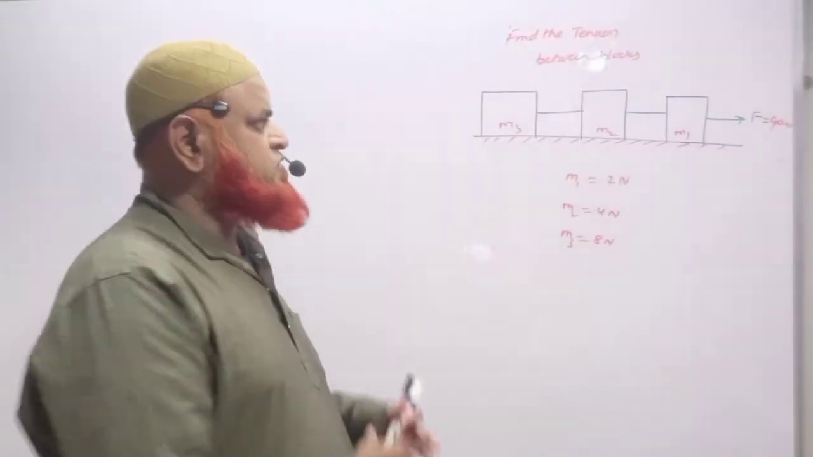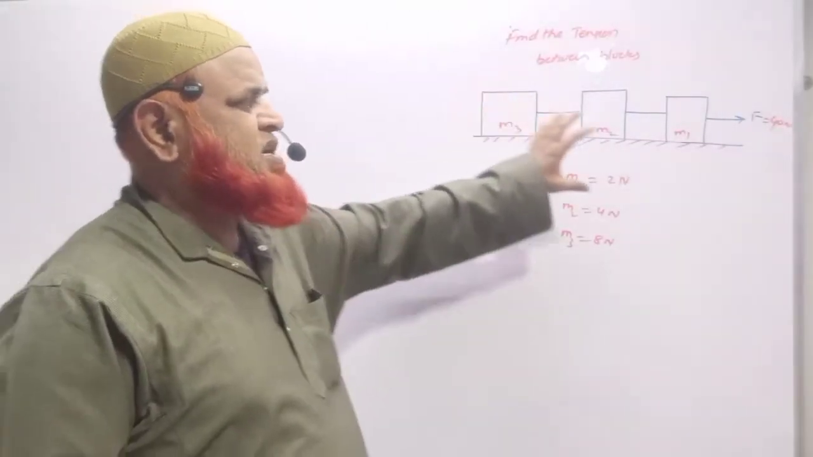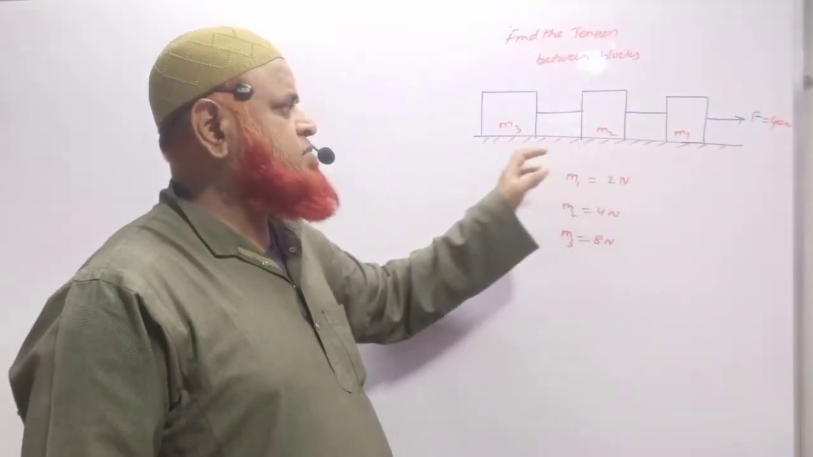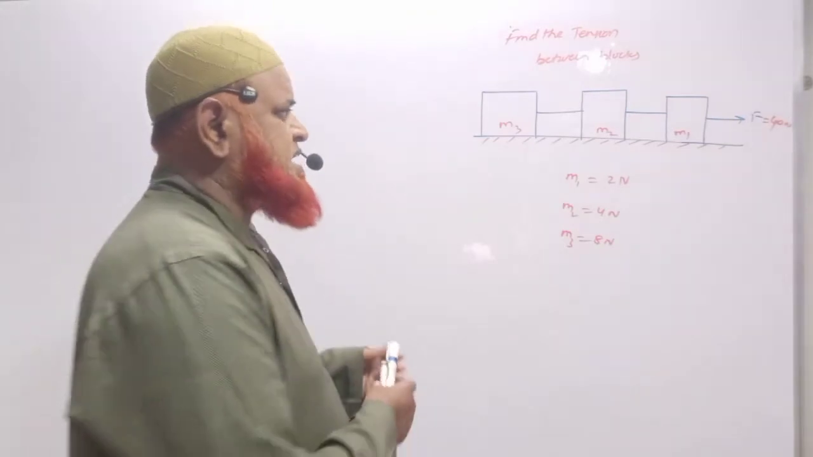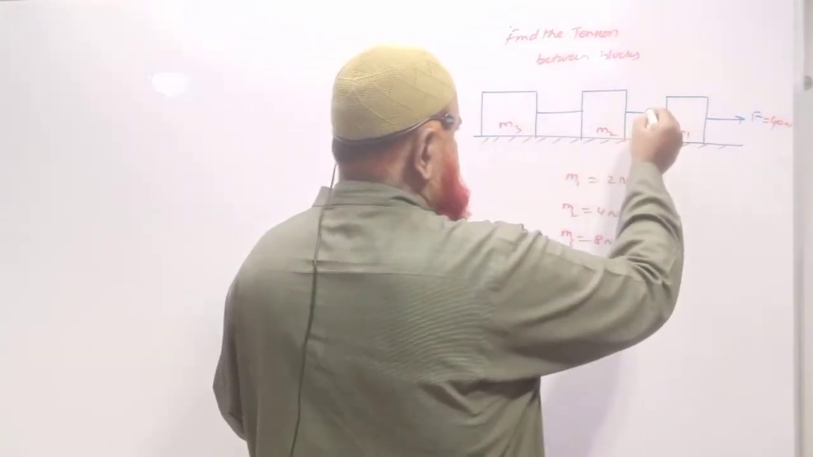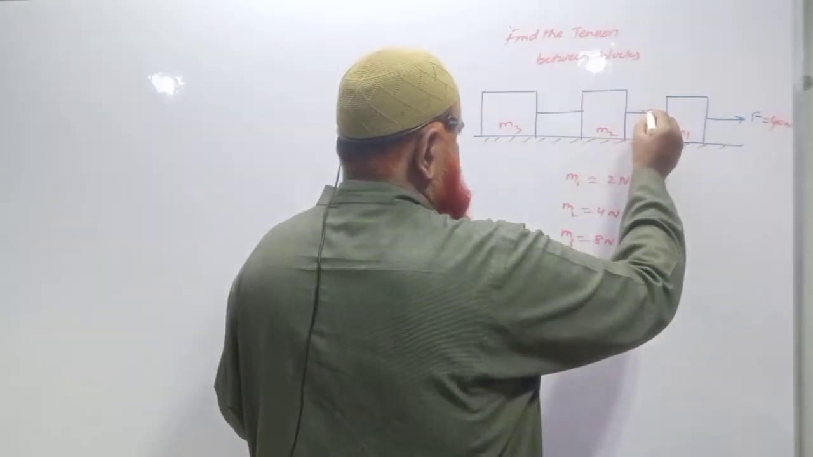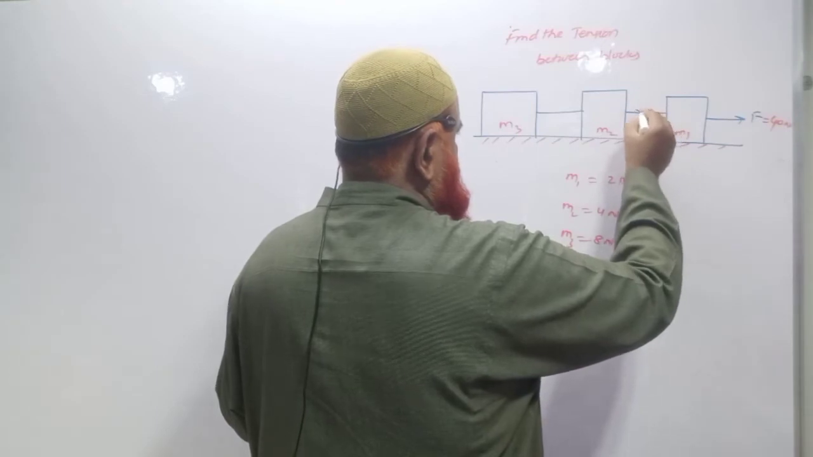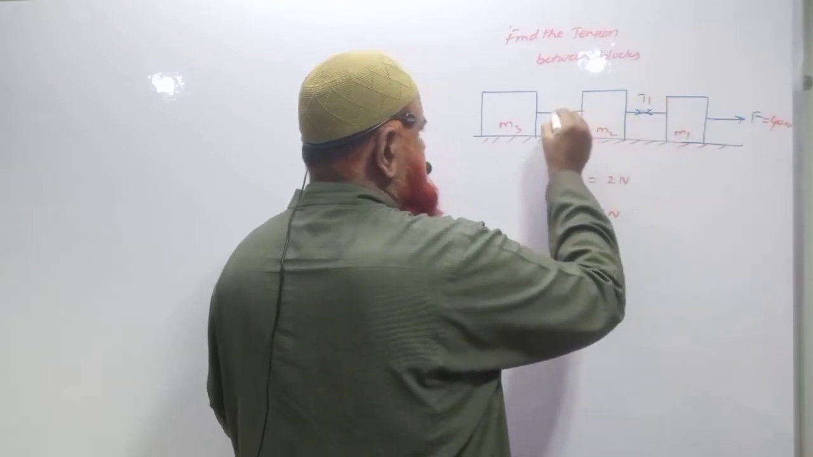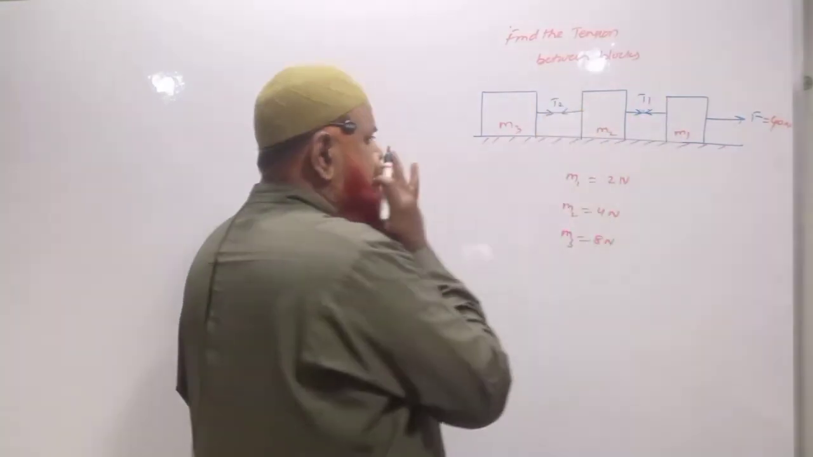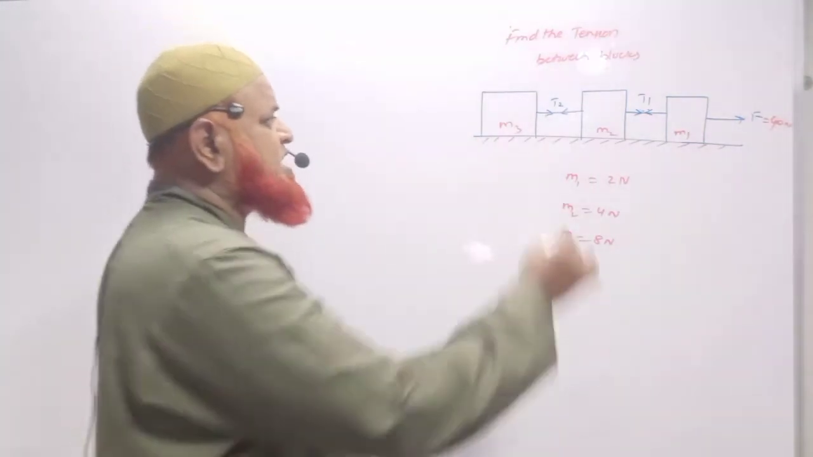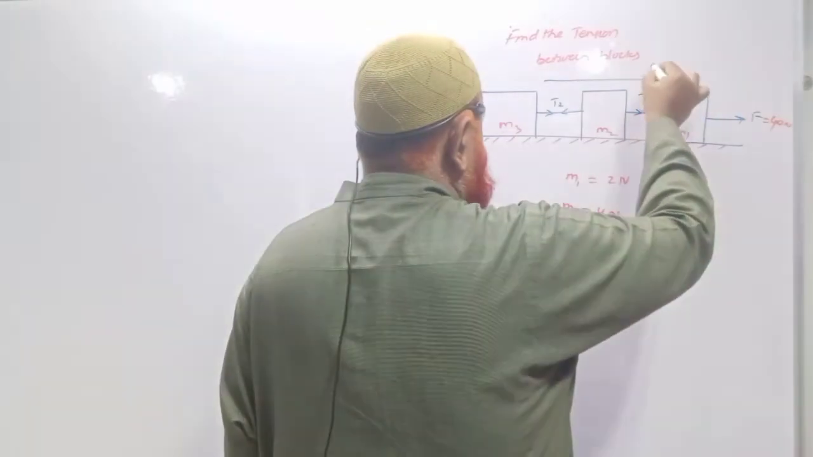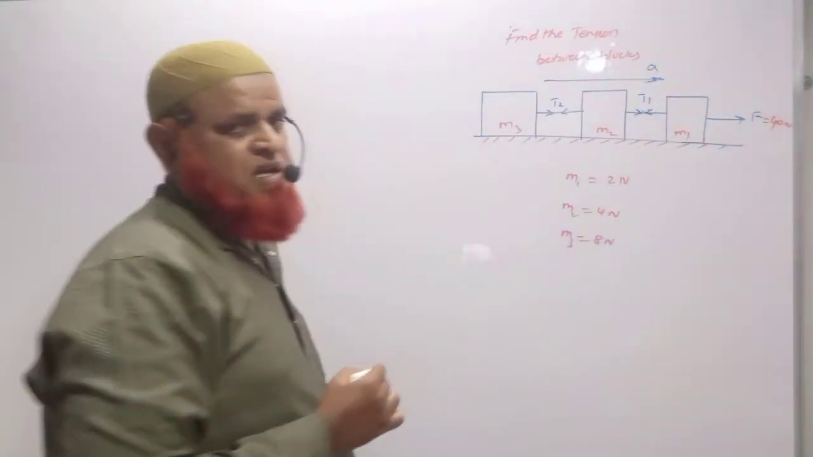Okay. So if you observe this system, there are three blocks which are resting on the table, M1, M2 and M3. Find the tension between the blocks. So he is asking us to find out this tension here. Okay? So this is the tension. Let us imagine this is T1. So this is tension T2. How can you find out these tensions here? It is very clear that all the three blocks are moving right side with an acceleration.